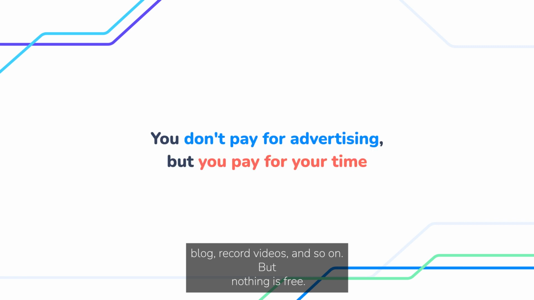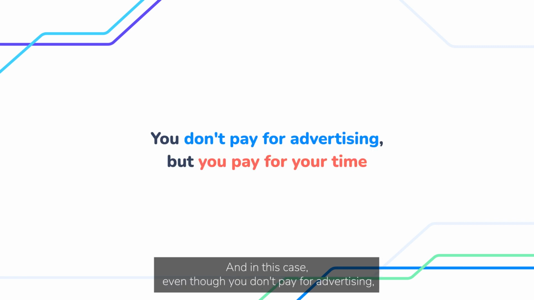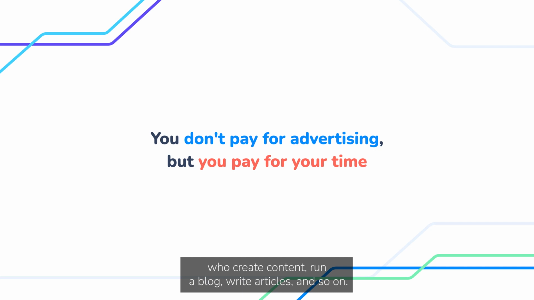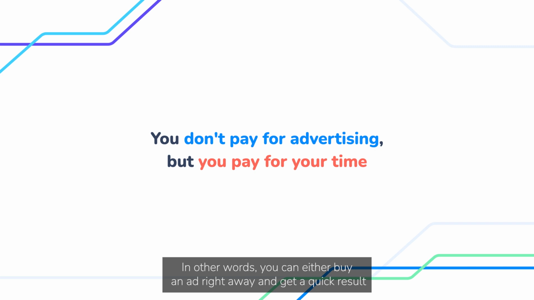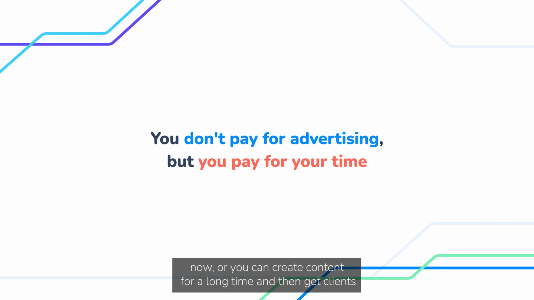But nothing is free, and in this case, even though you don't pay for ads, you pay for your time or for the time of your employees who create content, run a blog, write articles, and so on. In other words, you can either buy an ad right away and get a quick result now, or you can create content for a long time and then get clients for free.